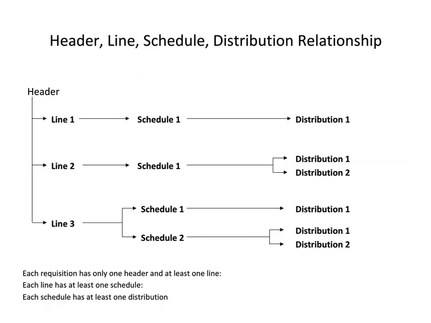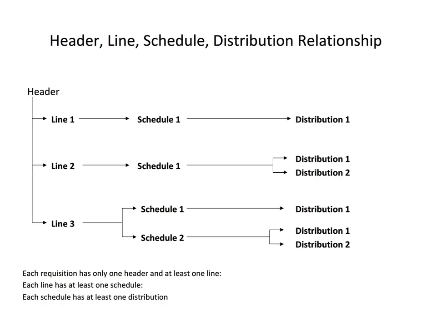Here we illustrate a 3-line requisition, with each line being progressively more complicated. First is the header, then line 1, which represents the typical line entered. It has a single schedule and a single distribution. Line 2 is slightly more complicated. It has a single schedule and 2 distributions, which means that it has been charged to 2 different chart field strings, or delivery will be made to 2 different campus locations.